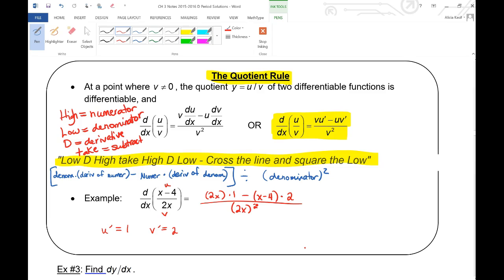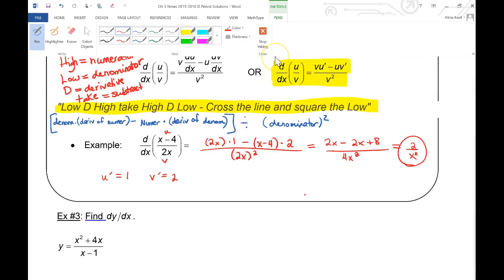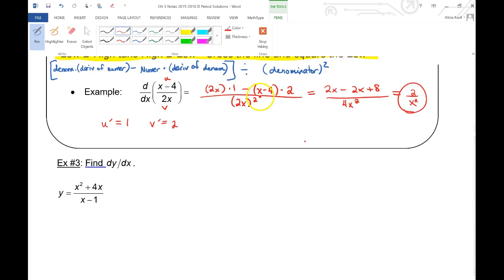Now it's just multiply out and combine like terms. So what do we get? 2x minus 2x plus 8 all over 4x squared. Does that simplify? Yes. The 2x is going to cancel. 8 and 4 become a 2 on the top, so 2 over x squared. So the derivative of this whole thing became 2 over x squared. Not too bad. Well, in this lesson, it can get worse.